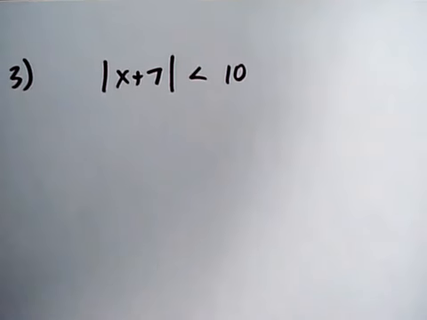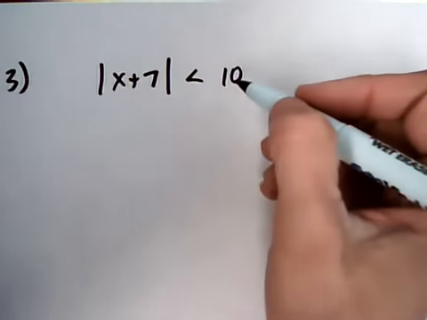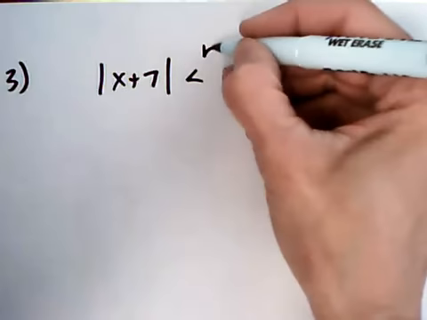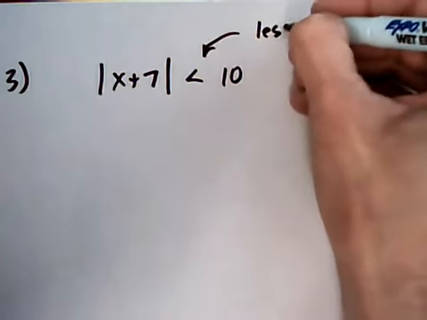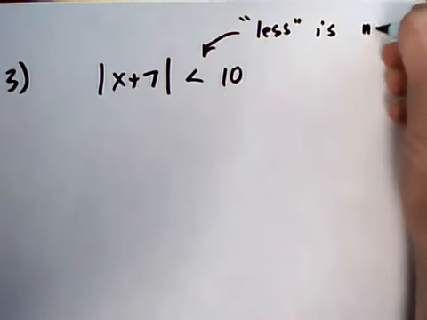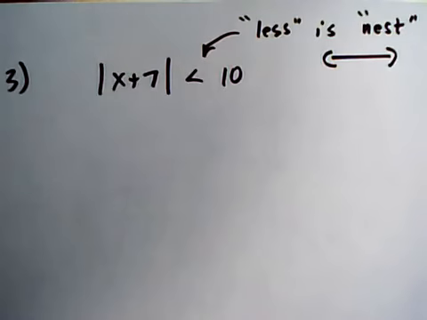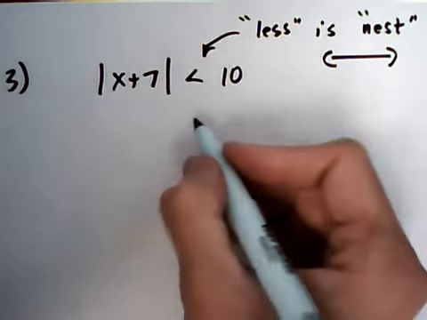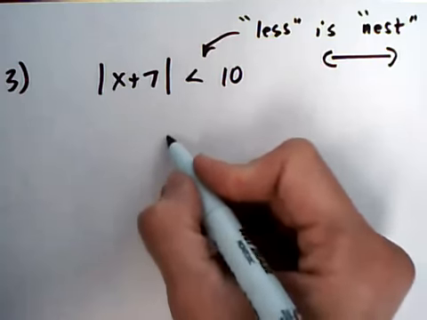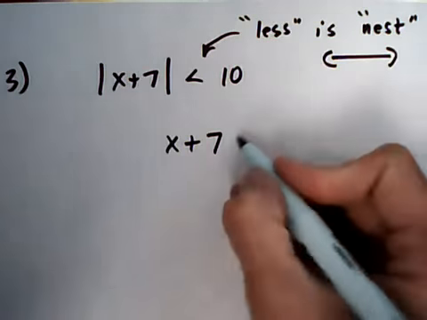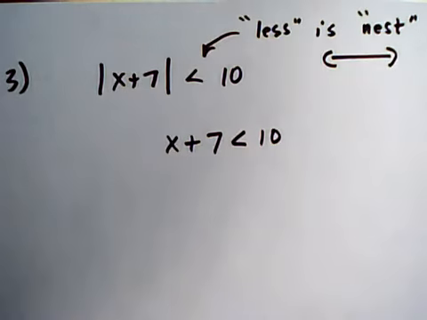And the third one is another inequality, but now we have a less than instead of a greater than. For the greater thans we do more is or. For the less thans we do less is nest. So in other words, you're going to get a nested, kind of an and result. So what we're going to do is take the insides out, x plus 7, keep the less than 10, and we're going to nest it within a greater than minus 10.